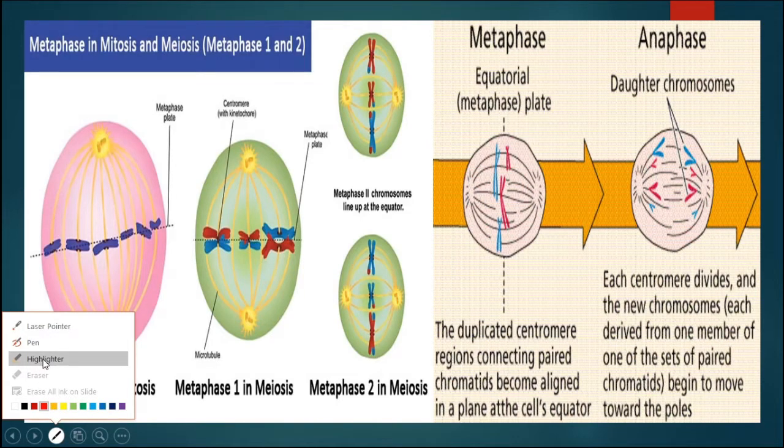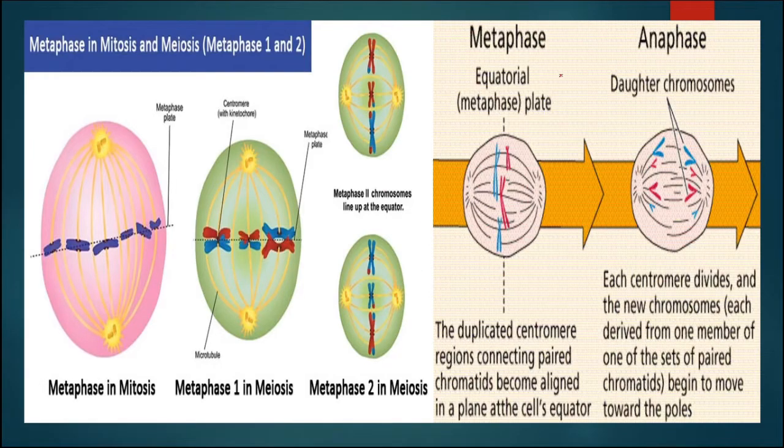In this slide we can compare the different stages, metaphase and anaphase, of equational division, which is also the case in meiosis 2. Now in metaphase, all the chromosomes are present at the equatorial plate, also known as the metaphase plate, whereas in anaphase each centromere divides, and the new chromosomes, each derived from one member of a paired chromatid, begin to move towards both poles, the north pole and south pole. This is the comparison between metaphase and anaphase.